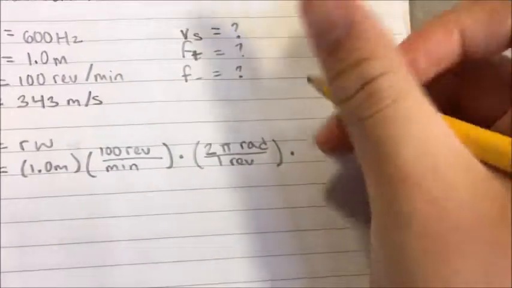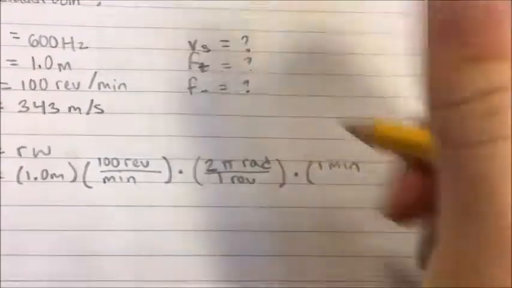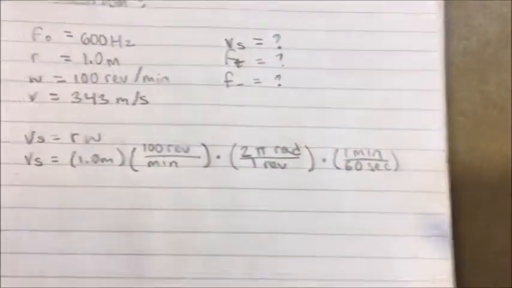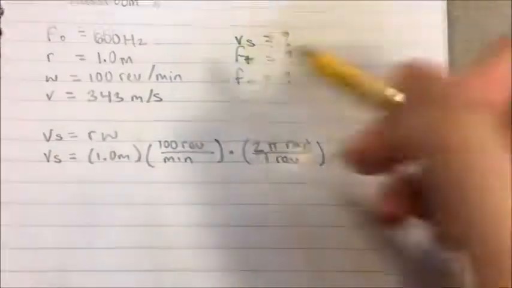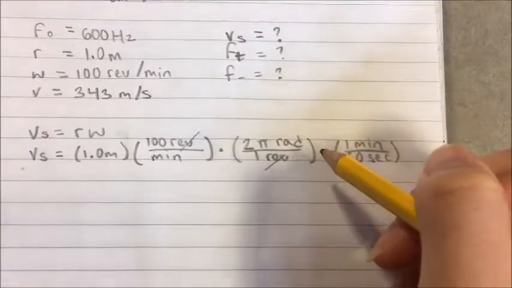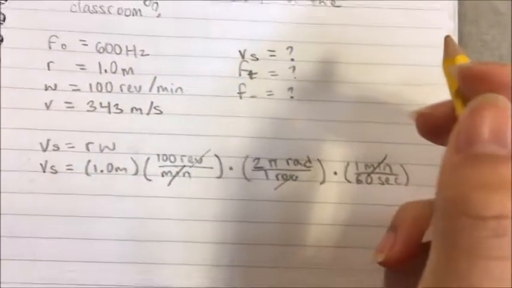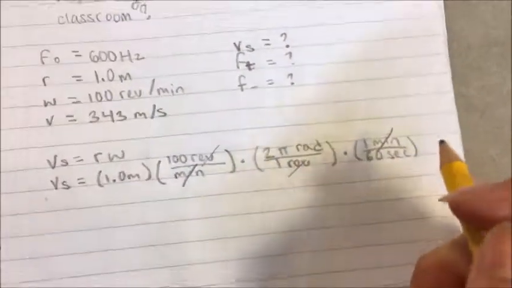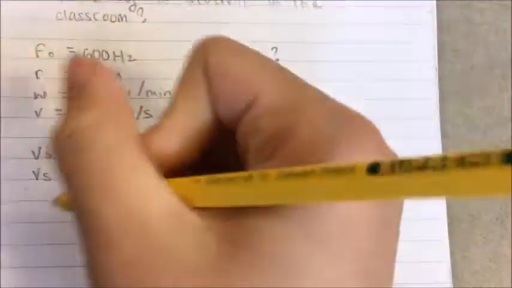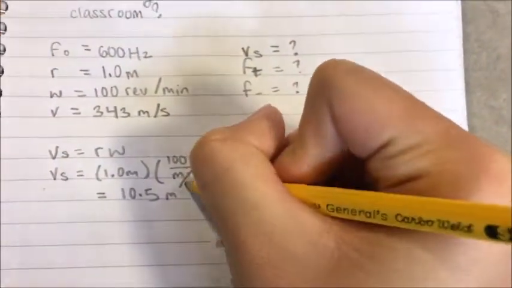And then 1 minute is equal to 60 seconds. So we do 1 minute divided by 60 seconds. Now we can cancel out the units. So we can cancel revs, and then we can cancel out minutes. And this leaves us with meters and seconds as the units. Calculating this is 10.5 meters per second.